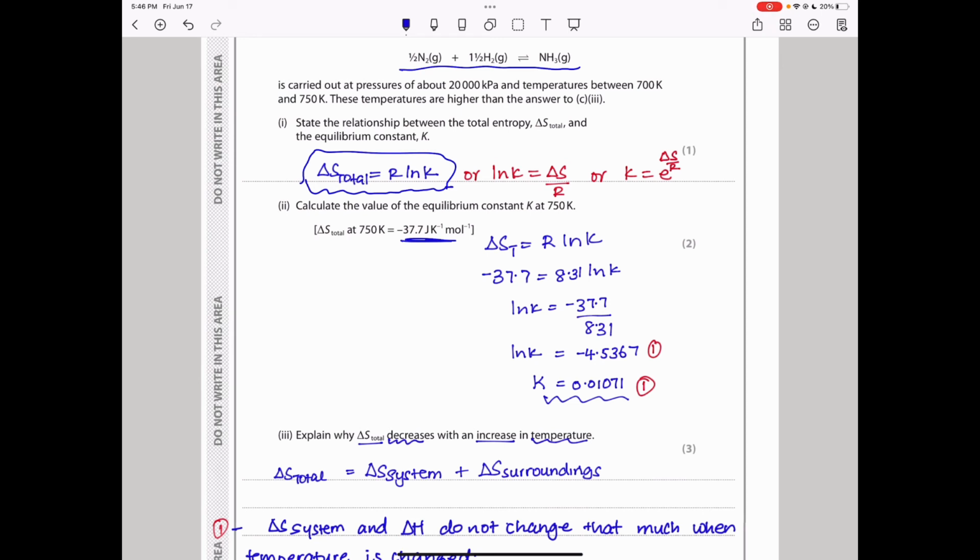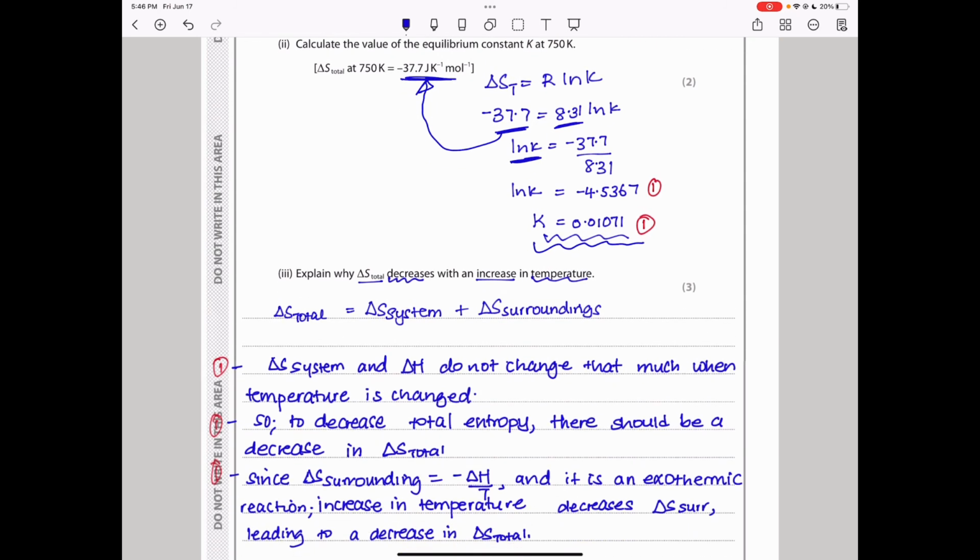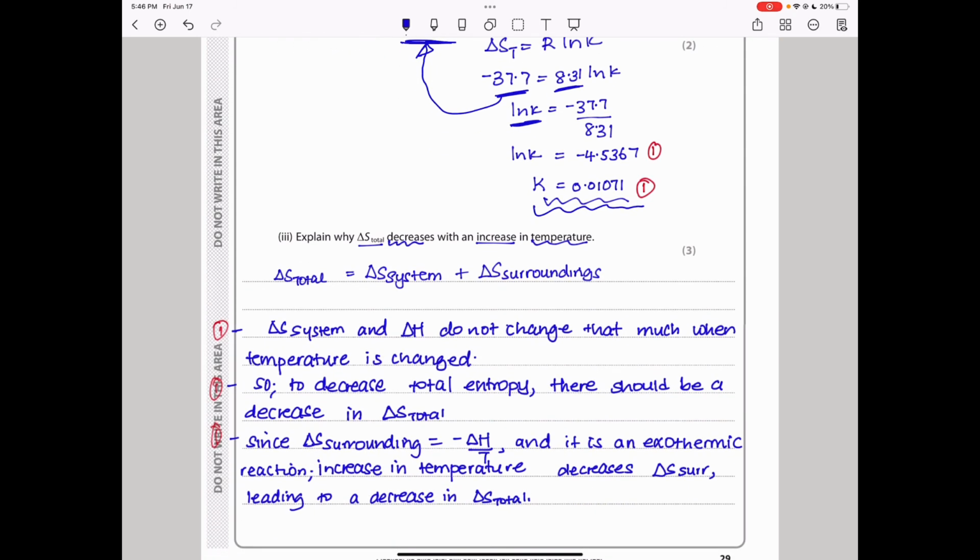The ΔS total is RT natural log of K. We know R is 8.31, and then we can substitute this because this is that, it's given there, and then make natural log of K the subject basically, and then be able to find K as 0.01071.